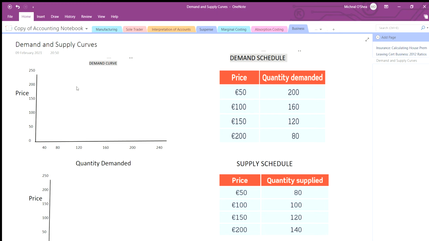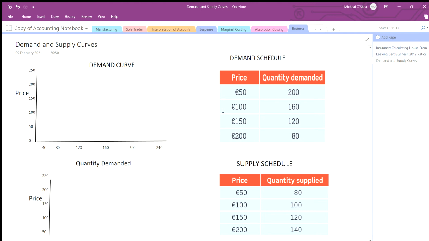I'm just going to change the font to make it a little bit bigger. So what are we doing? Over here we have our demand schedule. We've looked at this before. This is information you'll be given in a question. It's come up in the junior cert where they give you this information in this box, and then they'll give you a space below to draw the demand curve.